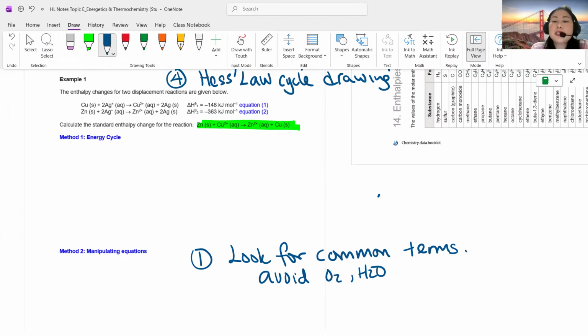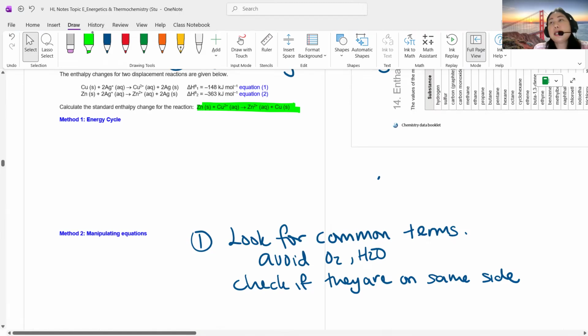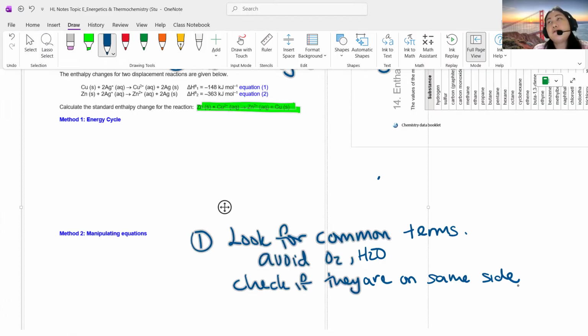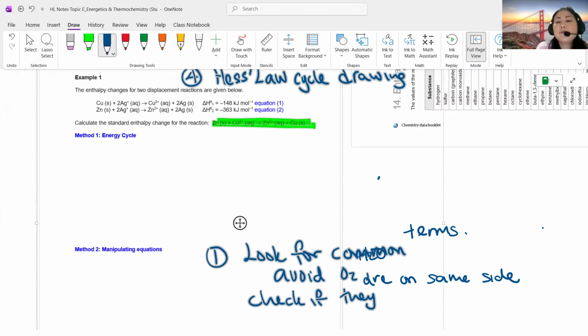And what happens after you find the common terms? You check if they are on the same side. If they are on the same side, let it be. If they are not on the same side, then you may have to flip your equation. Remember, you can flip anything, but not the green one. The green one is what you're supposed to find, so you cannot change it.